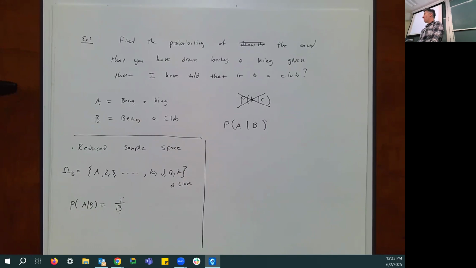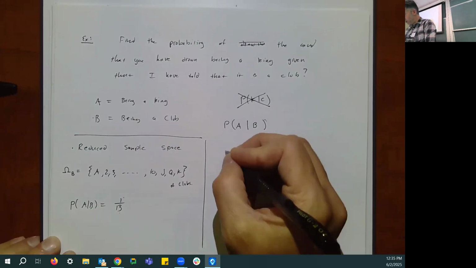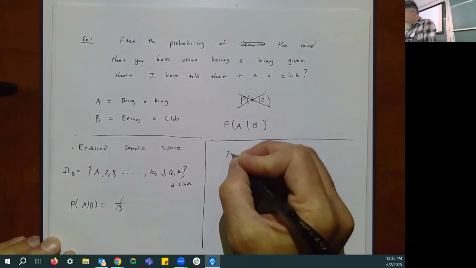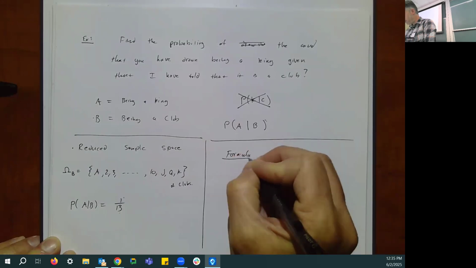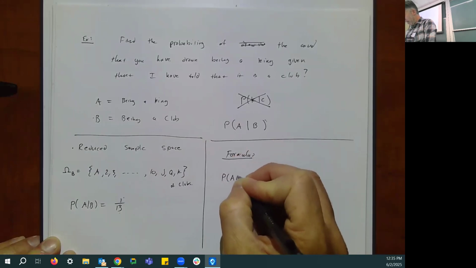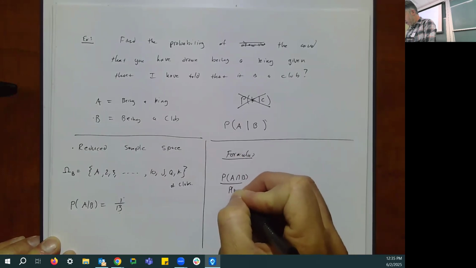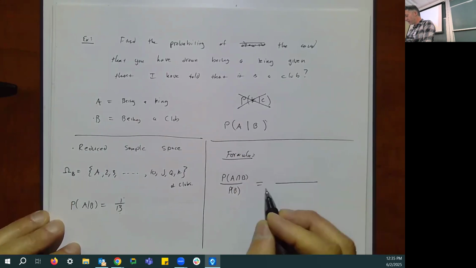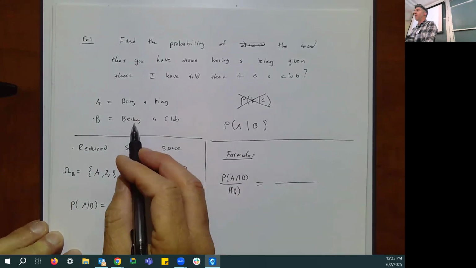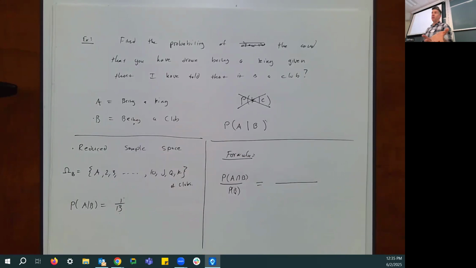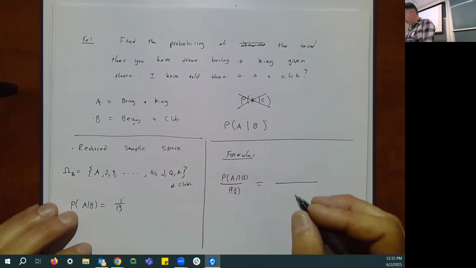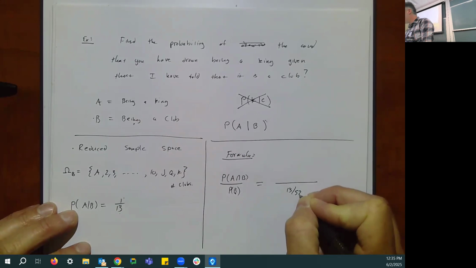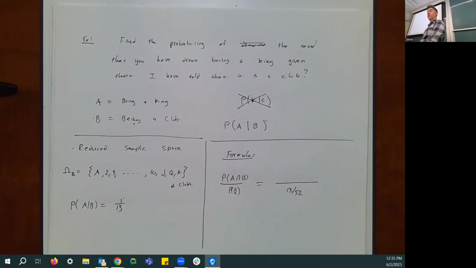Or we could go the formulaic way. We can say, well, the probability of A given B, we use the usual formula. It's the probability of A and B divided by the probability of B. Now, when you do it this way, you have to remember that you're working with the entire sample space, the entire deck of cards. So I usually like to look at the bottom part first. Probability of B, which is being a club. All right, what's the probability of being a club? Right, 13 out of 52, which you could, although you really don't want to, reduce to 1/4.